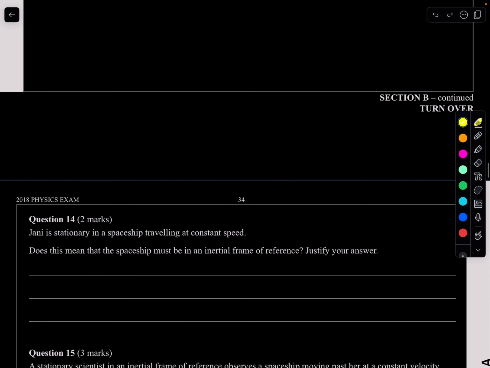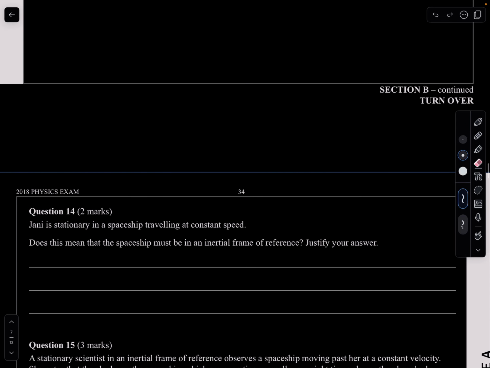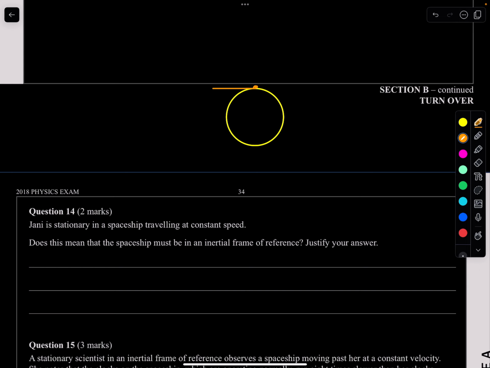For example, let me write this. If you have something that goes in circular motion, something like that, its speed is constant, but guess what's happening? The direction is changing, meaning what? Your velocity is not constant.